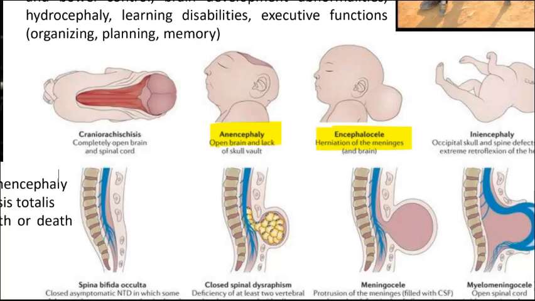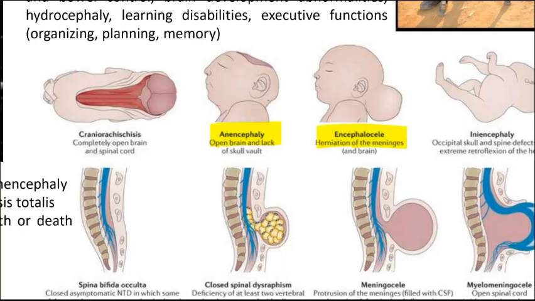Maybe. I don't know if this condition can be determined early enough to terminate the pregnancy. So it may be too late, and the woman has to give birth, okay? Which I cannot even fathom what kind of experience the woman would go through in this case. So anencephaly. So always think about the name.